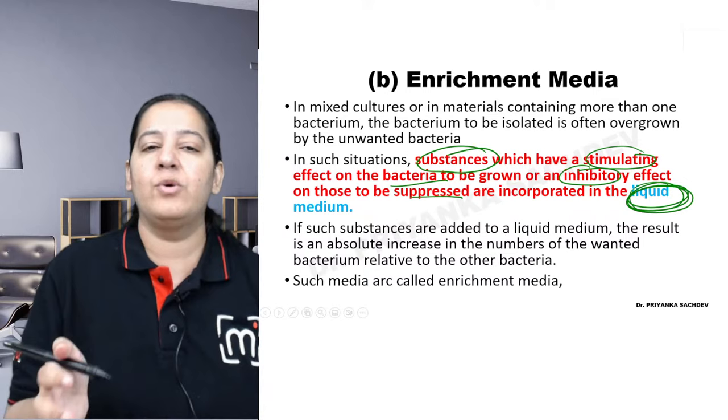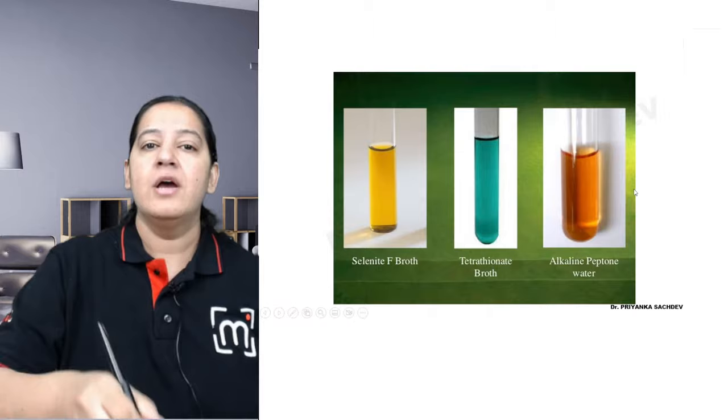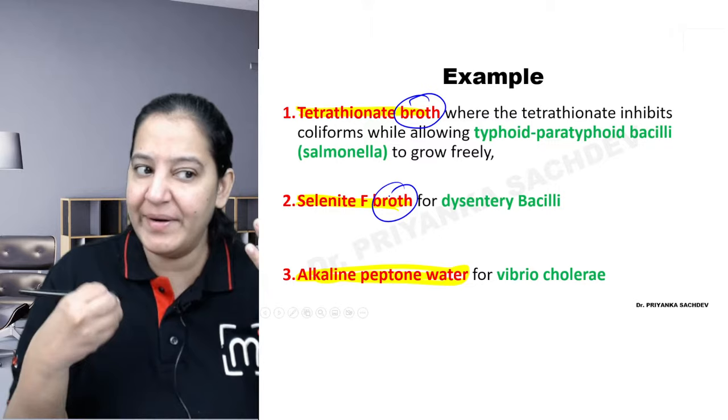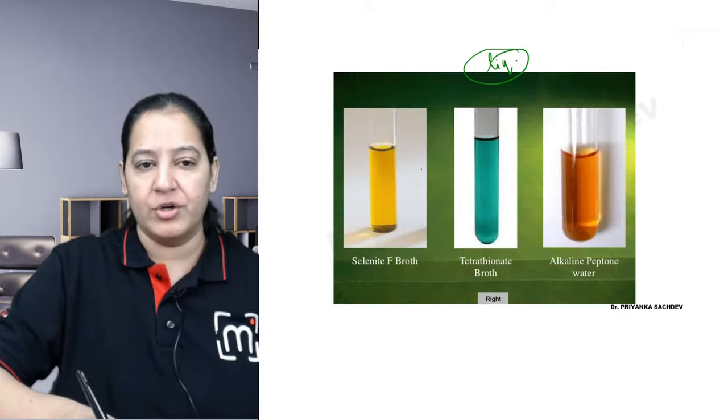So you got the definition, I guess. Now see the three examples. The three, all of them are liquid. I guess you can see the three liquids in front of you. Now if they are liquid, the liquid is known as broth. You know, in microbiology, the liquid is known as broth. So the first example is tetrathionate broth. Can you see? This one is tetrathionate broth. You can read it here.